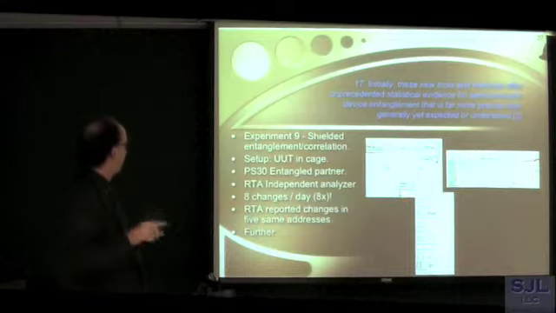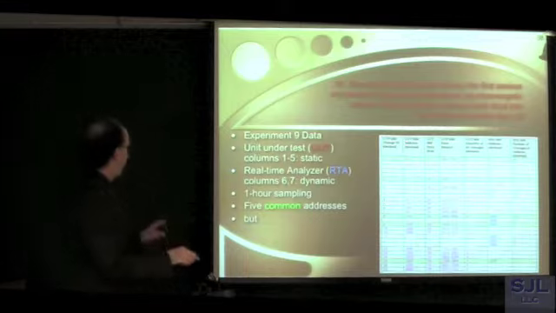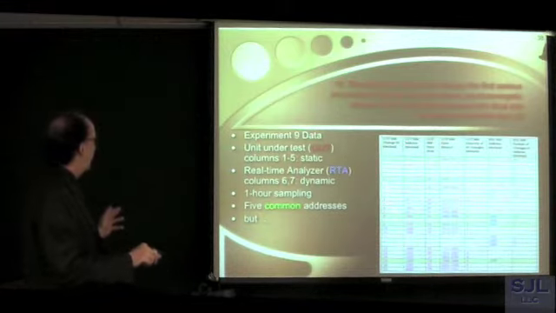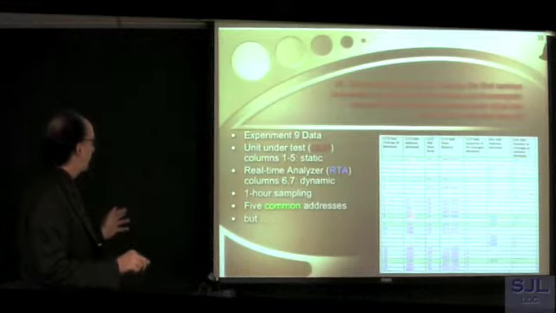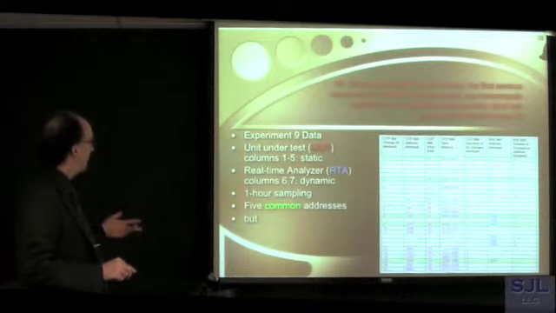Now, for a better view of this, here's a data summary. Let me add this up. So here we have 17 changes in the unit under test. In column 2, we have the address at which those changes occurred. In column 3, we have the changed data. In here, I convert it to binary.